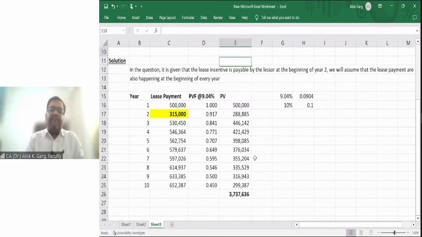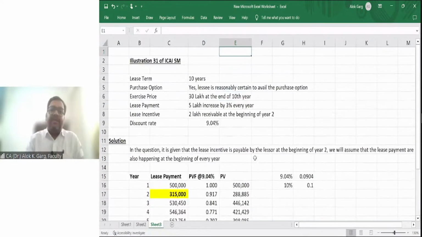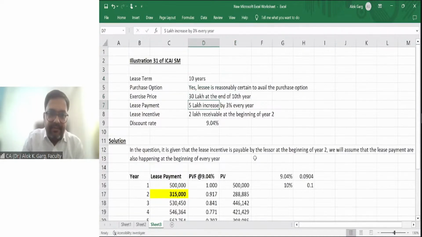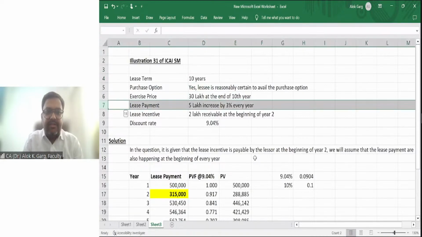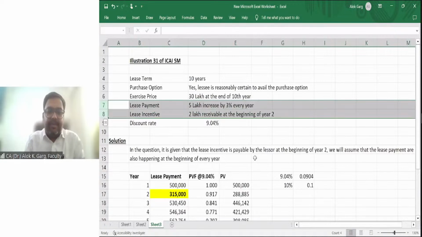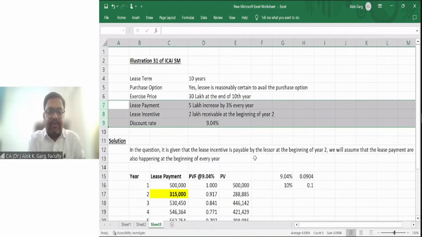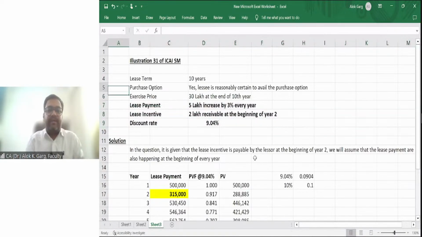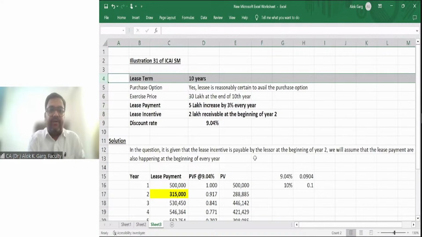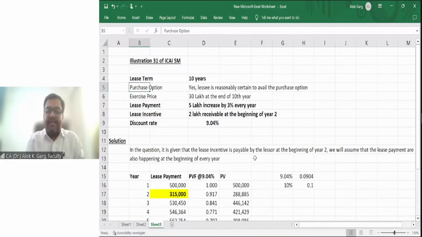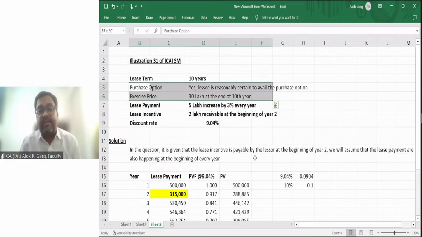So friends, what I have done is taken care of this 10-year lease term. I have done the treatment of lease payment, lease incentive, and discount rate. These 3 aspects I have covered. These 2 aspects I have still not covered: the purchase option and the 30 lakh at the end of the 10th year.